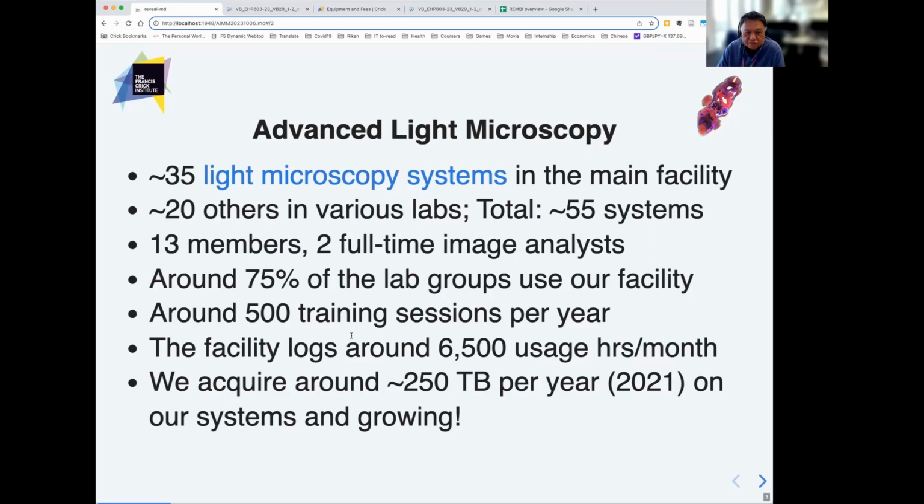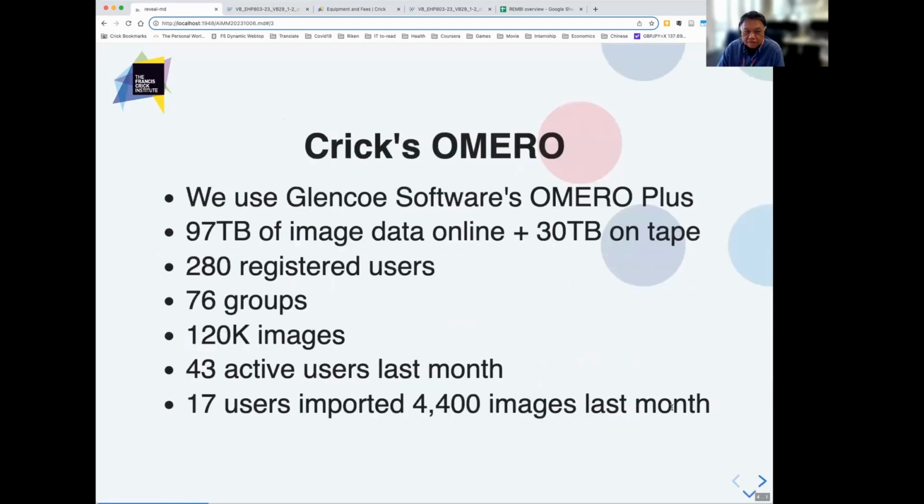We mainly provide facilities, and around 75% of our group actually use them. We do a lot of training per year, and users use our systems to acquire data. We have actually run our OMERO for about 2 years now. We have about 130 terabytes of data there, with about 280 registered users.